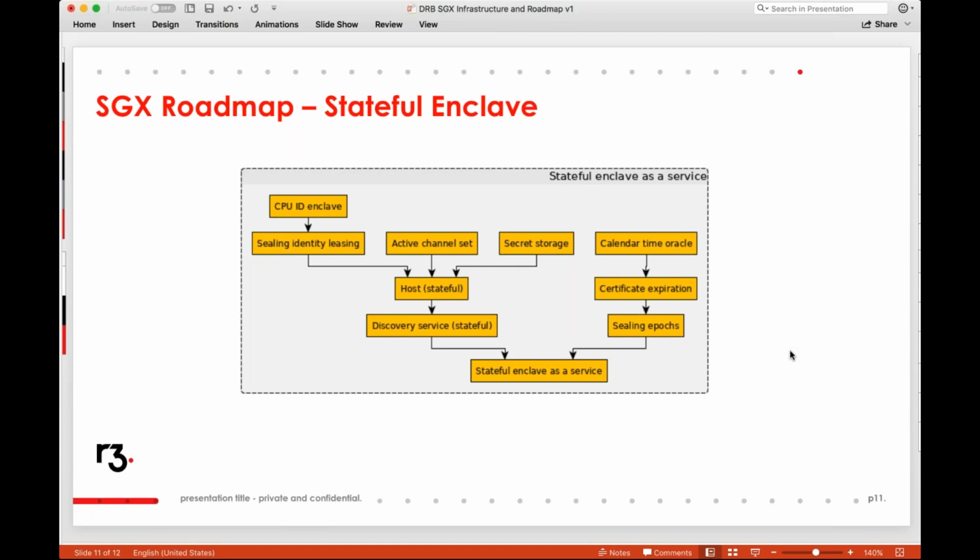In SGX2, Intel added instructions that allow you to add pages to the enclave dynamically. So we don't need to pre-allocate heap for the enclaves.